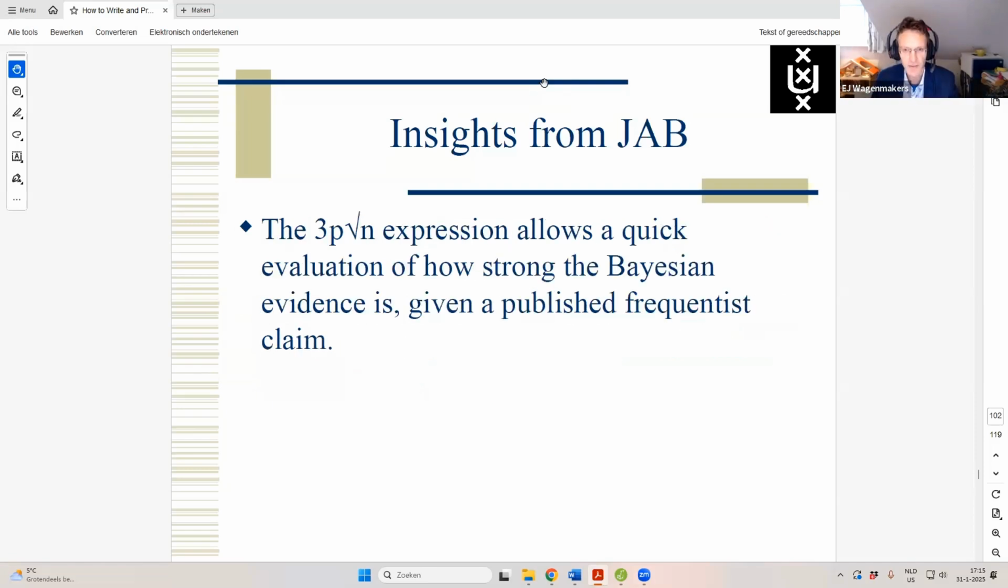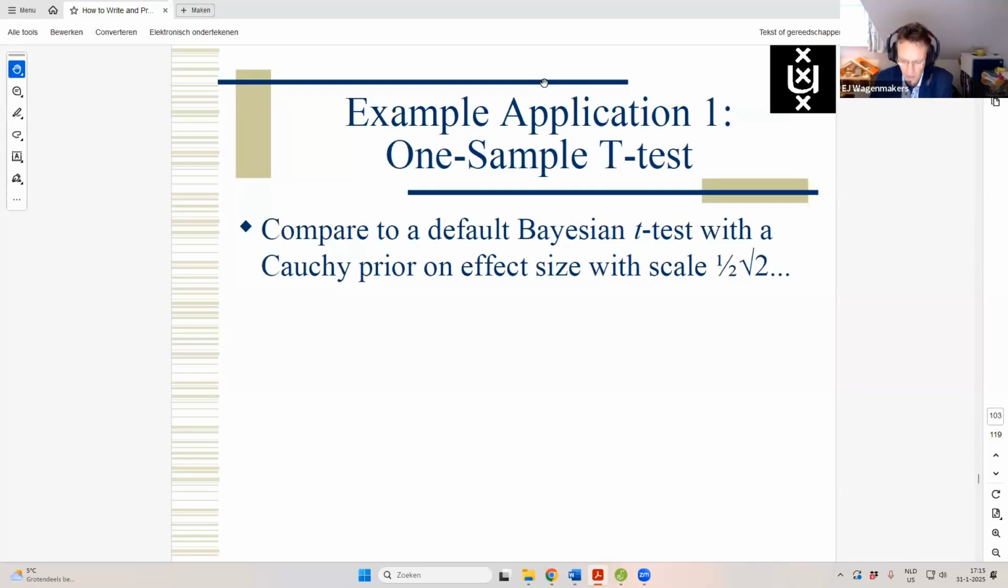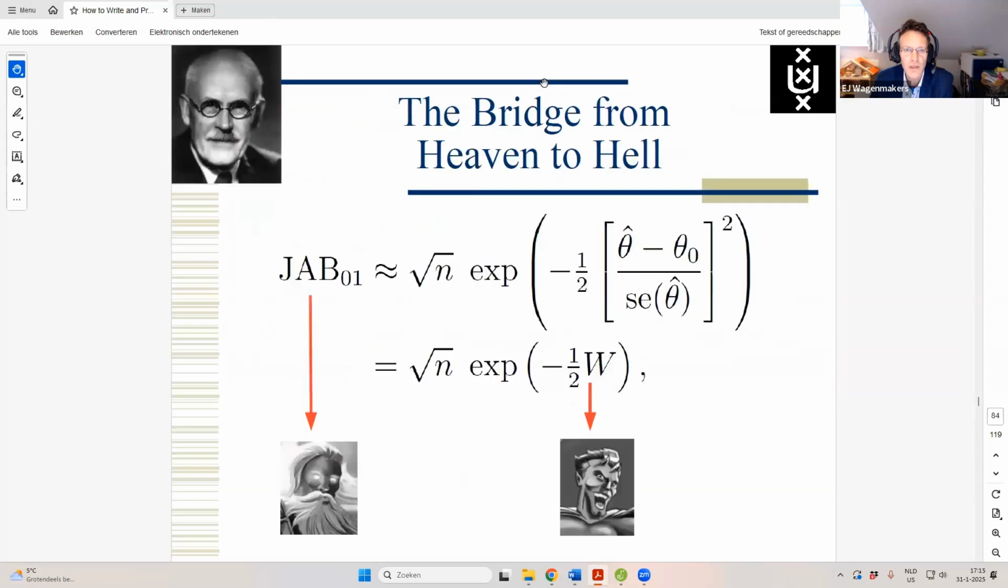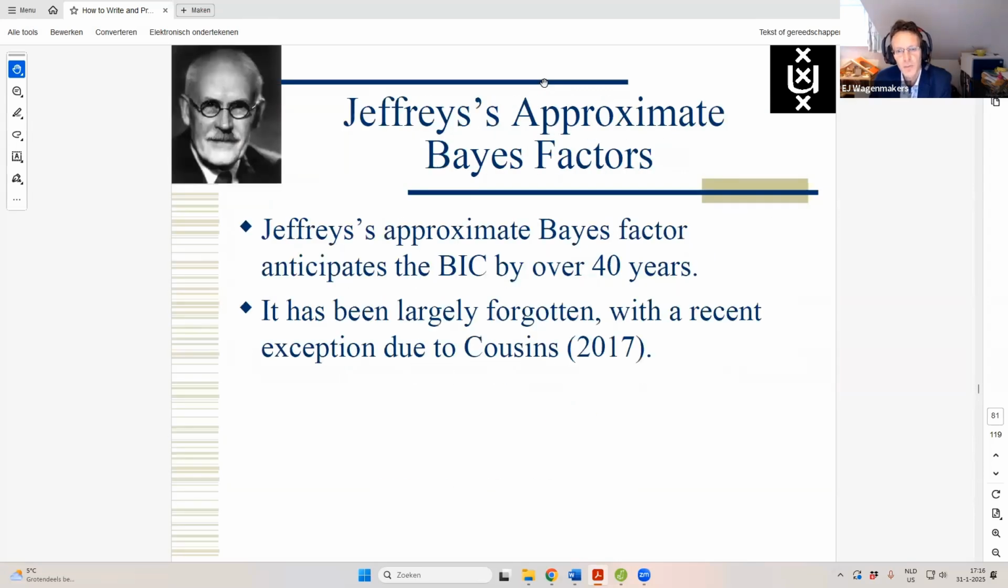So that's also really neat. You can get a really quick evaluation of how strong the Bayesian evidence is given a published frequentist claim. This approximate Bayes factor is very similar to the BIC, because that also has that square root n term. Jeffreys' approximate Bayes factor was discussed by Cousins in a great paper, but has otherwise been forgotten.